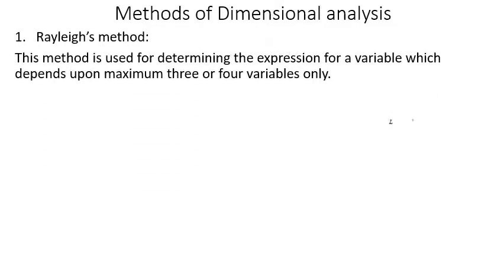In dimensional analysis, the problems are solved by using two different methods, either by Rayleigh's method or Buckingham's Pi theorem. Rayleigh's method is used for determining expressions for a variable which depends upon a maximum of 3 or 4 variables only. So if the number of variables is just 3 or 4, at that time the numericals are solved by using Rayleigh's method. In case it consists of more than 4, at that time numericals are solved by using Buckingham's Pi theorem.